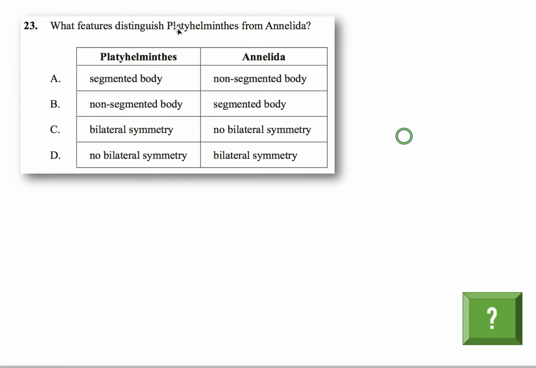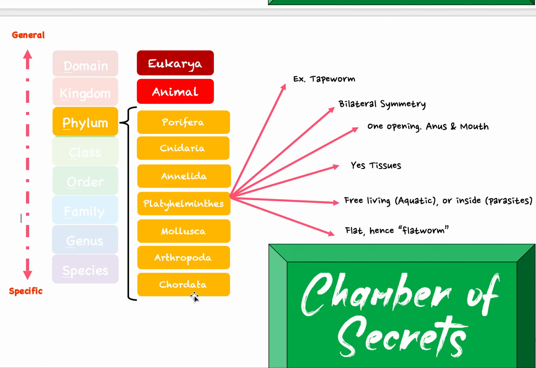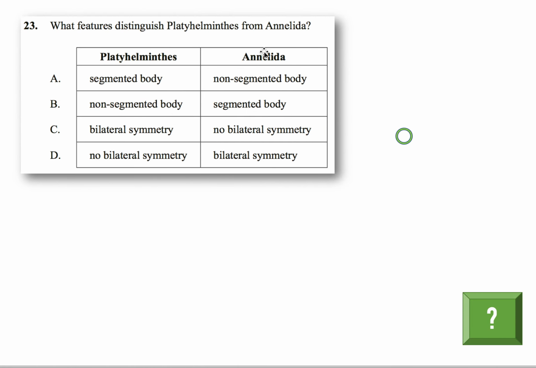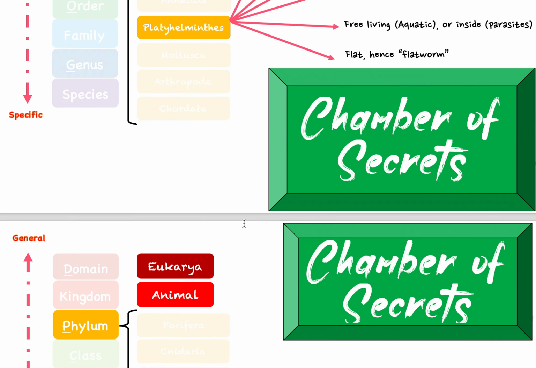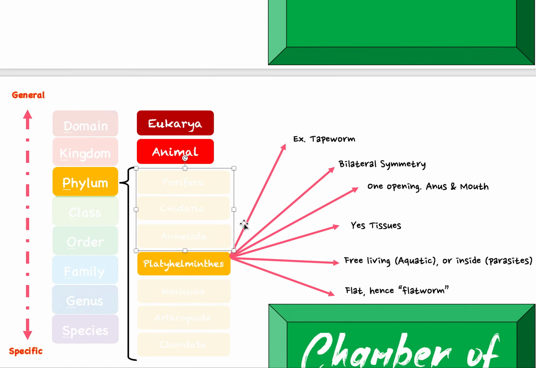Okay. What feature distinguishes platyhelminths from Annelida? So where does this come from? We know that just like there's a plant kingdom which has different phylums, there's also an animal kingdom which has different phylums. These phylums include all of these that I have here, and they all, just like the plant phylums, have their differences. So now this specific question is asking to distinguish between platyhelminths and Annelida. So let me bring it down.